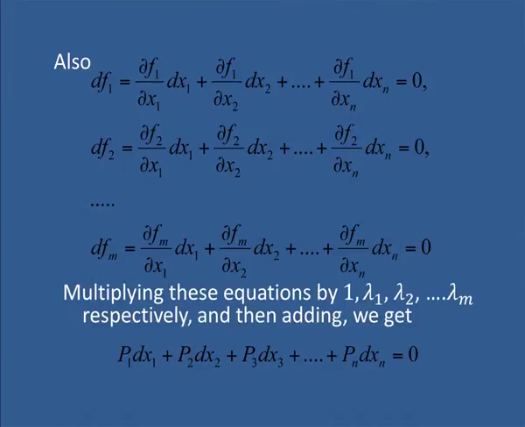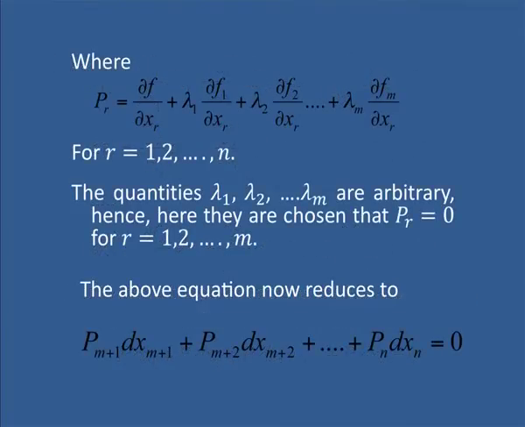Multiplying these equations with lambda 1, lambda 2, up to lambda m respectively and then adding all the results, we get p1 dx1 plus p2 dx2 plus p3 dx3 and so on up to pn dxn is equal to 0, where pr is equal to del f over del xr plus lambda 1 del f1 over del xr plus lambda 2 del f2 over del xr and so on up to lambda m del fm over del xr, for the values of r equal to 1, 2, 3 and so on up to n.